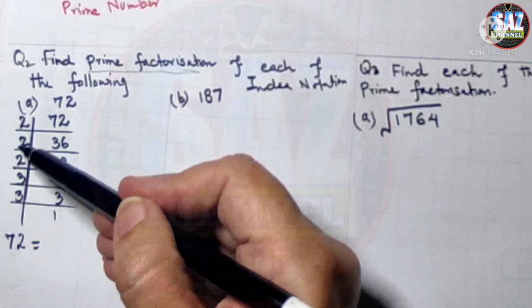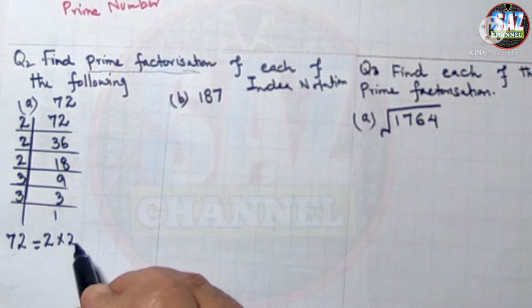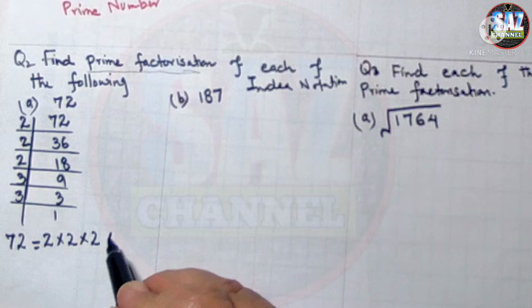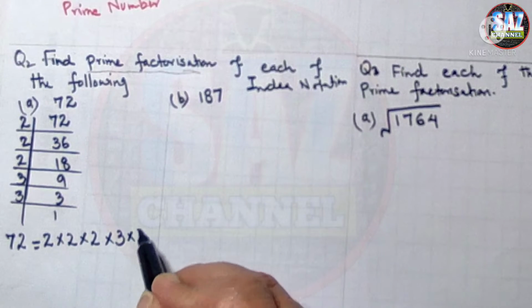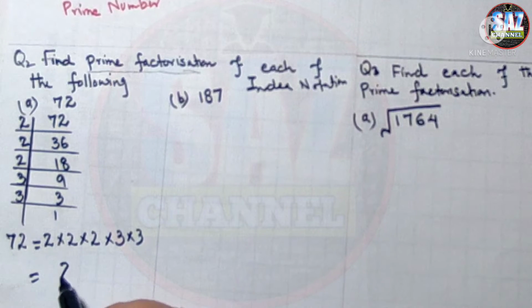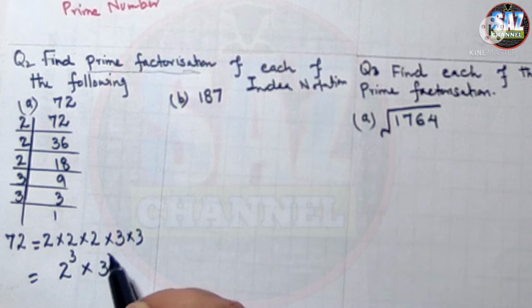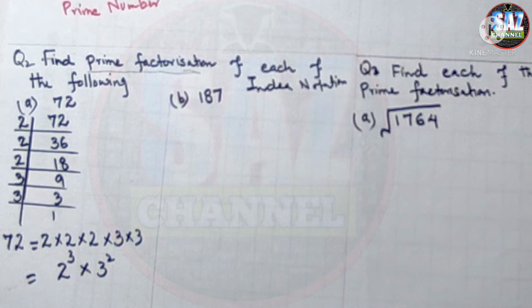So 72 as the product of prime factors. First we have to write down all the factors. 2 is coming how many times? 2 multiplied by 2 multiplied by 2, multiplied by 3 multiplied by 3. Now look, 2 is coming how many times? 2 is coming 3 times. 2 raised to the power of 3, which is 8, multiplied by 3 squared, 8 multiplied by 9, and we are getting our answer back, which is correct.